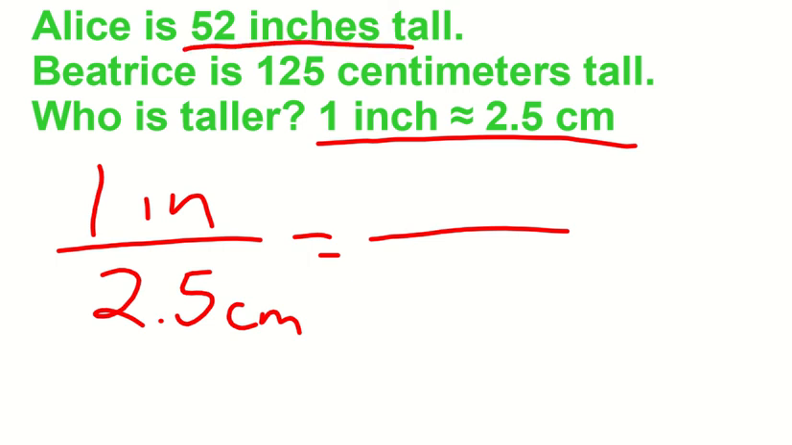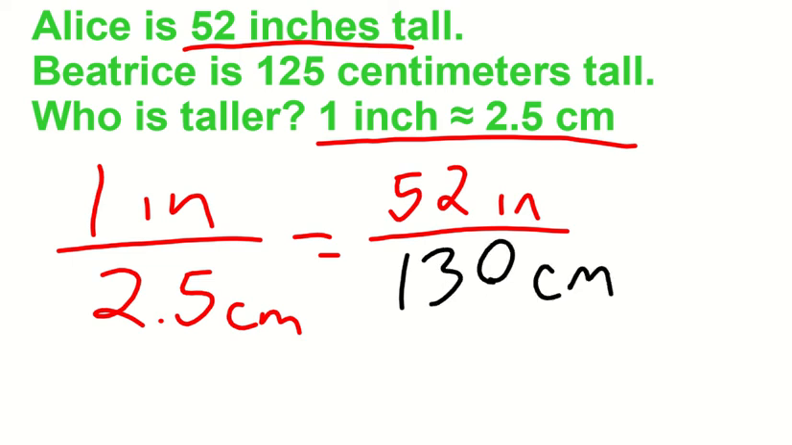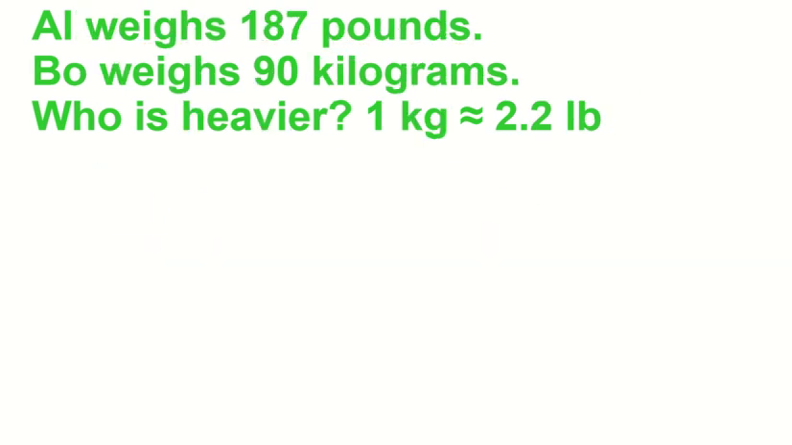Where does the 52 inches go then? On top, because it's got to match across. So we've got 52 inches. We cross multiply, we divide, and we get 130. And that's centimeters. So who's taller? Alice, yeah. By how many? 5. This one didn't ask for that part, but like I said, sometimes it asks that way. Okay? Not so bad, right? It could be heights, distances, weights. Go ahead, try this one.